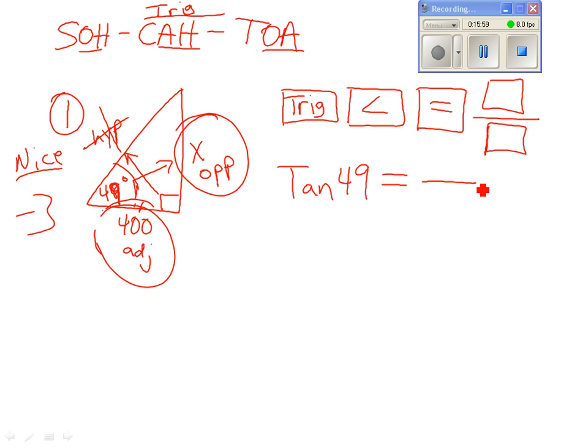Equals, then we write our ratio. Well, tangent is what over what? Very good. Opposite over adjacent. So what is it? X over 400. I'll stop for a second. Does everybody understand that?